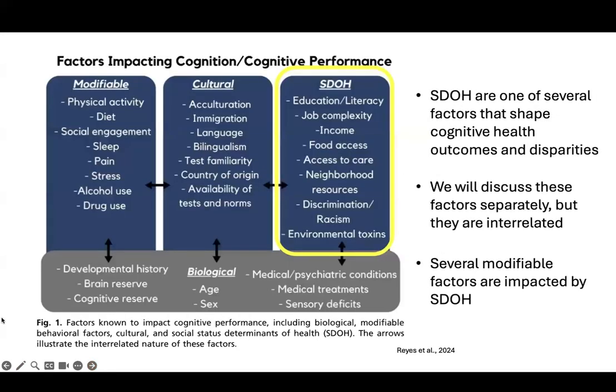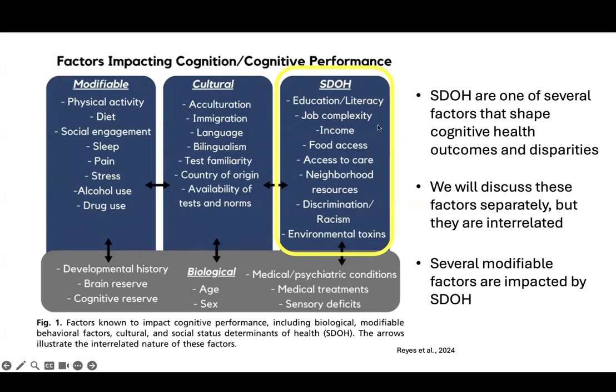So I really like this chart by Reyes et al. in their recent article that looked at social determinants of health, as well as many other factors that impact cognition and cognitive performance. So we see over here, social determinants of health got a third of these top factors that impact cognitive performance. So these, again, shape 30 to 50% of healthcare outcomes, and that includes cognition or cognitive health outcomes. And they often are responsible for disparities or inequities in outcomes and quality and access. So we're going to discuss many of these separately.